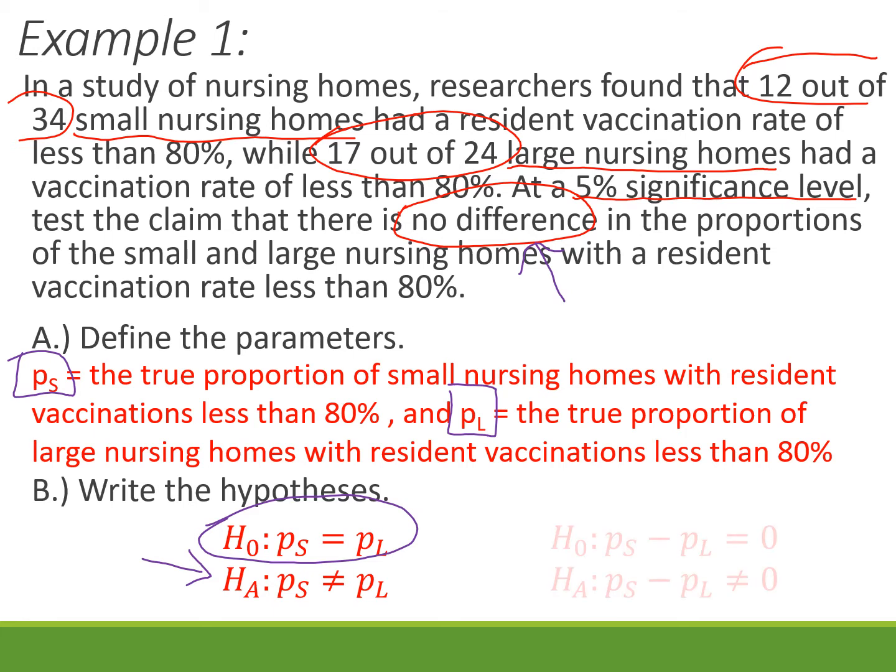hypothesis. We could also write these hypotheses like these, where we just take each of these things and we subtract it to the other side. Okay, here we have a difference equal to 0, meaning they're the same. Here we have a difference that's not equal to 0, indicating that they're actually different proportions.